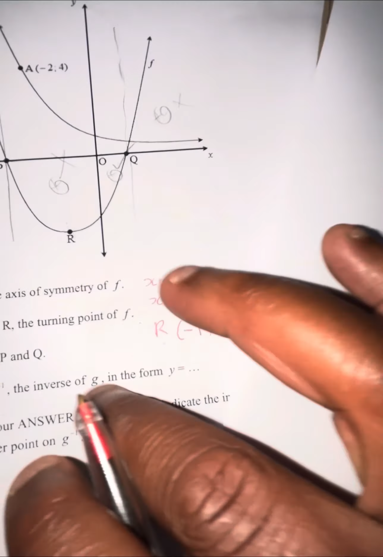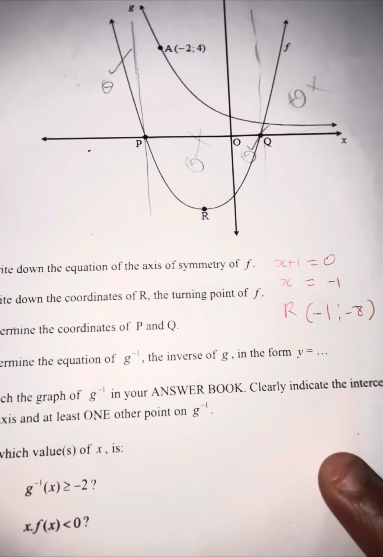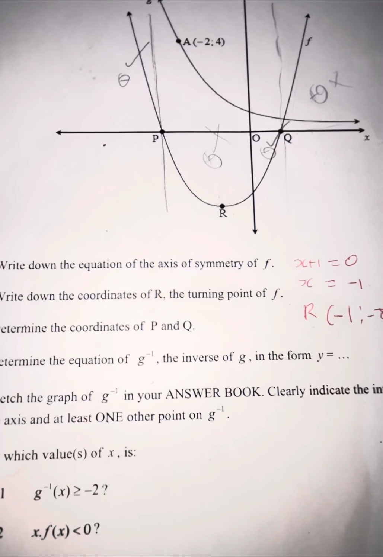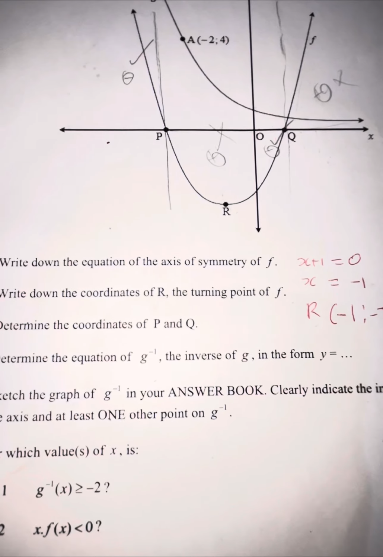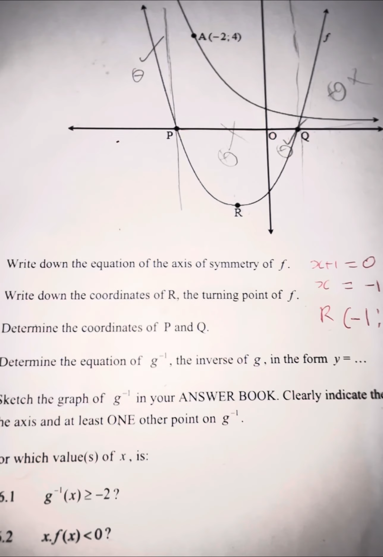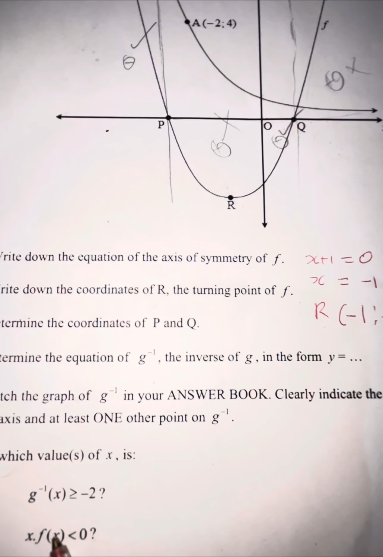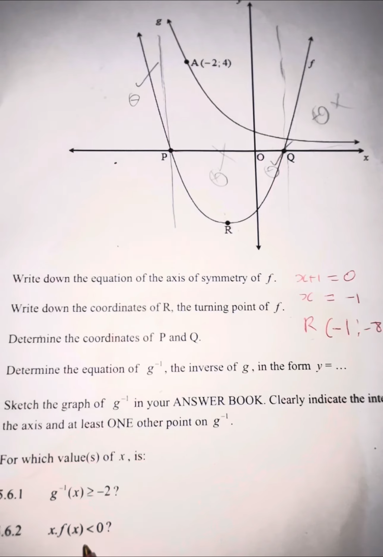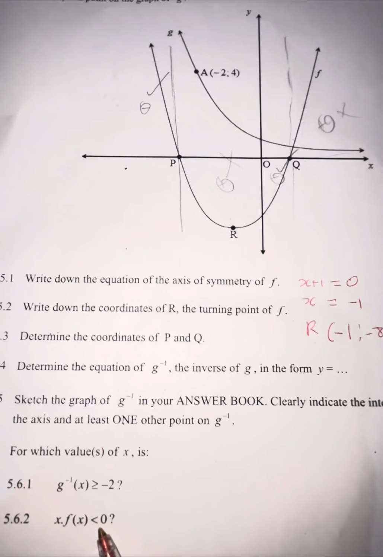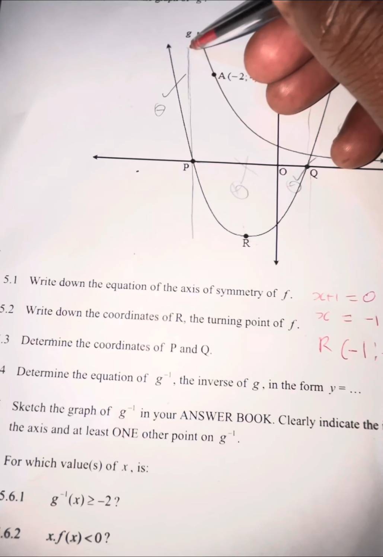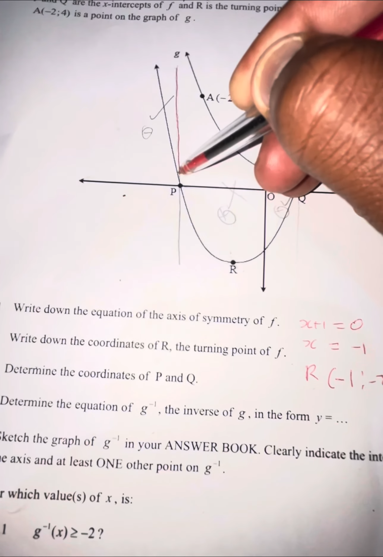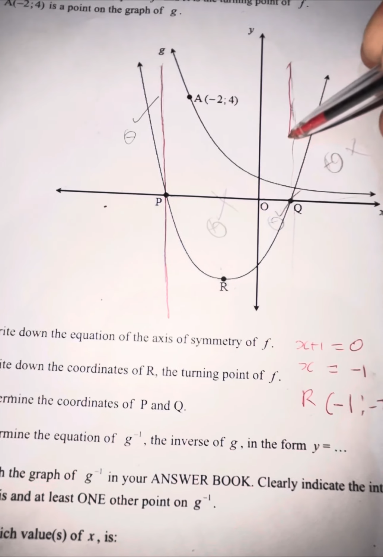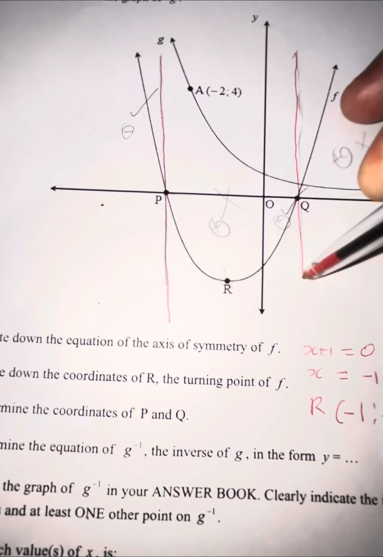So let's check the last question. The last question they're saying, for which values of x is x times f of x less than 0? I spoke about this. If you can check my videos, I spoke about this, and then I said that you just draw your vertical line passing through the x-intercept of the graph of f, the x-intercept of the graph of f.